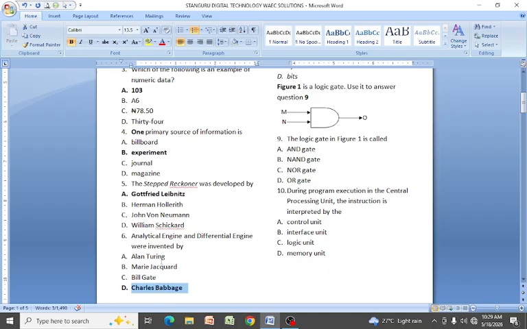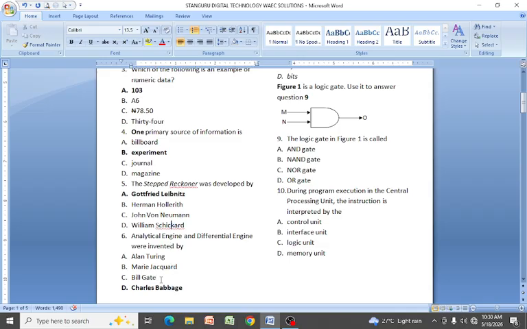So why is Alan Turing not the answer? Because he developed computing theory. Joseph Marie Jacquard designed the weaving loom, the Jacquard loom. Then Bill Gates, we know him as a modern software developer, the one behind the Microsoft Office packages. So the answer is Charles Babbage.